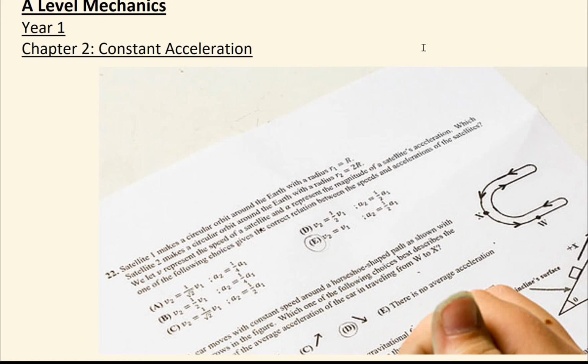Hi, this is A-Level Mechanics, Year 1, Chapter 2. I'm looking at everything to do with constant acceleration. So, basic speed formula. We should know that speed is given by distance over time. And moving on from that, we've also got acceleration, and acceleration is your change in speed over time.